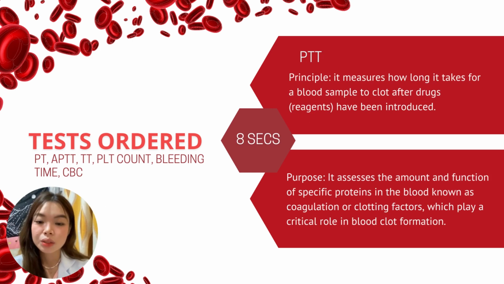The next test ordered is partial thromboplastin time, which is used to assess the amount and function of specific proteins in the blood known as coagulation or clotting factors, which play a vital role in blood clot formation. The principle of this test is that it measures how long it takes for a blood sample to clot after drugs or reagents have been introduced into the patient sample. The documented patient result is 8 seconds, therefore interpreted as normal.